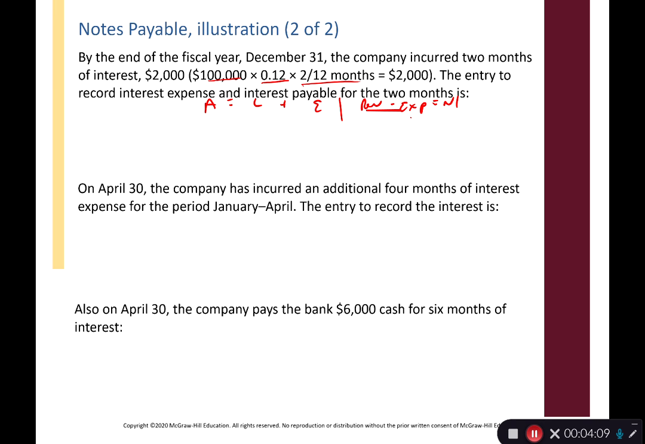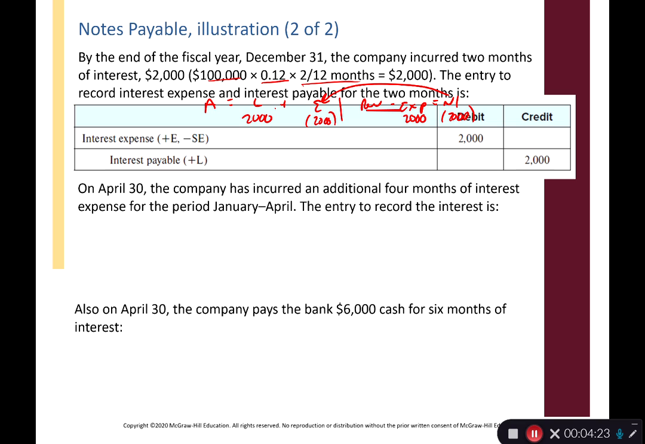So what happens to our accounting equation now that we've incurred this interest? Well, because we've incurred it, we're going to have $2,000 go up in expense, which makes net income go down and equity go down. We haven't paid it yet, so our interest payable liability is going to go up. To make that happen in a journal entry form, we're going to debit the expense and credit the payable. Then again, this is old news. We've done this back in Chapter 4.